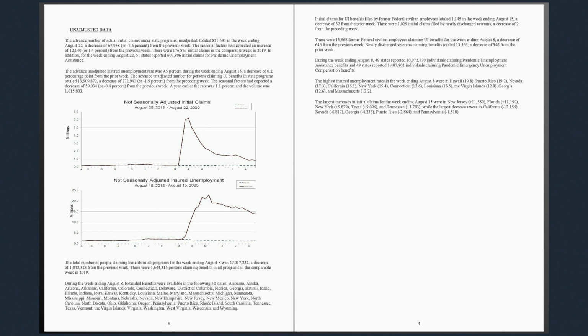The largest increases in initial claims for the week ending August 15 were in New Jersey, plus 11,580, Florida, plus 11,190, New York, plus 9,879, Texas, plus 9,096, and Tennessee, plus 3,793, while the largest decreases were in California, minus 12,155, Nevada, minus 6,817, Georgia, minus 4,236, Puerto Rico, minus 2,864, and Pennsylvania, minus 1,510.